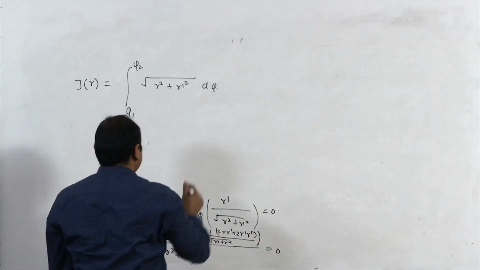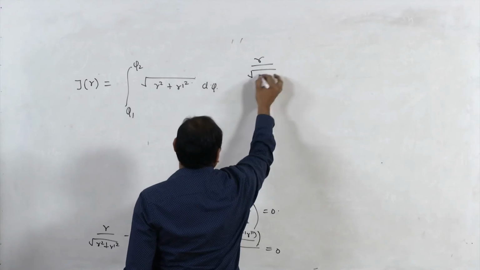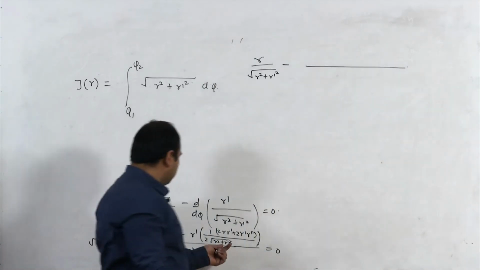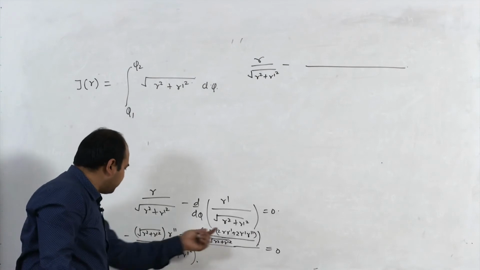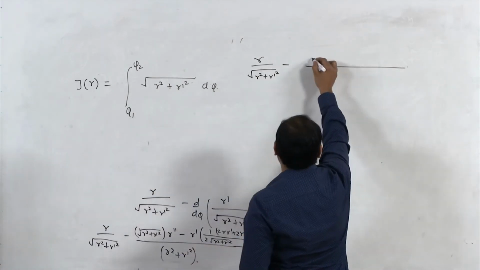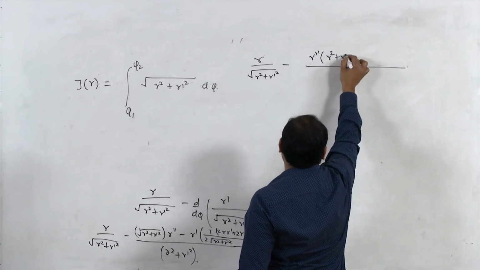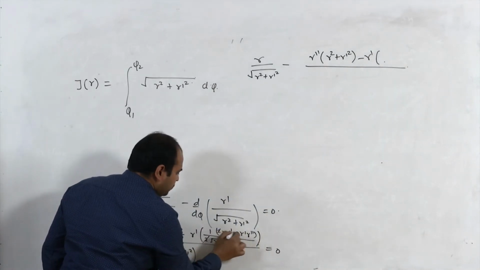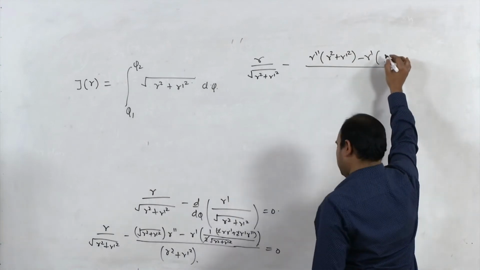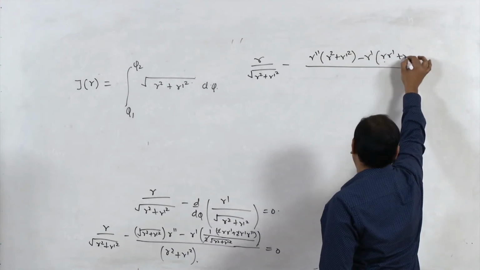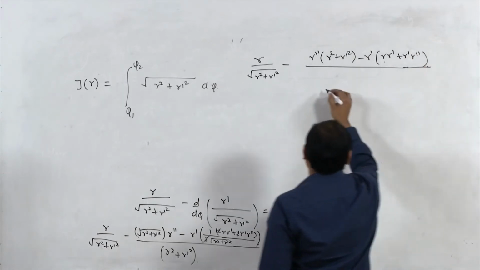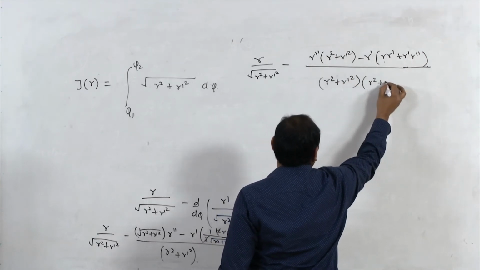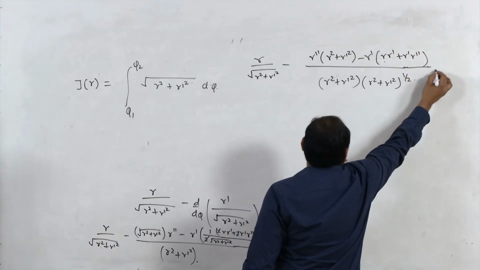So here we can simplify this as r upon under root r square plus r dash square minus, if you take the under root r square plus r dash square, multiply by that and simplify, you will get r double dash multiply by r square plus r dash square minus r dash, and if you simplify these two will be cancelled out here, we will get r dash into r dash plus r dash r double dash, and in denominator we have r square plus r dash square into r square plus r dash square root of this, that is 1 by 2, and this is equal to 0.